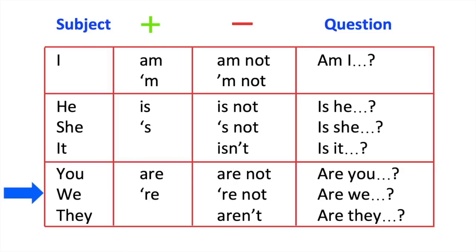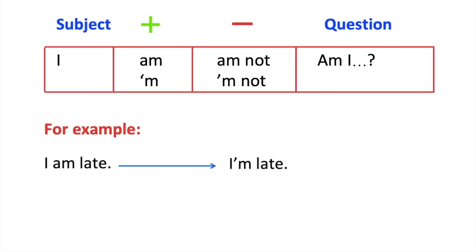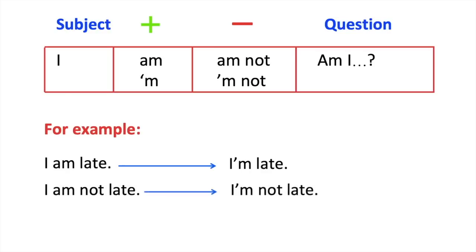Now let's look through some examples. First, let's look at the verb am. The positive form example is I am late or I'm late. The negative form example is I am not late or I'm not late. The question is, am I late?